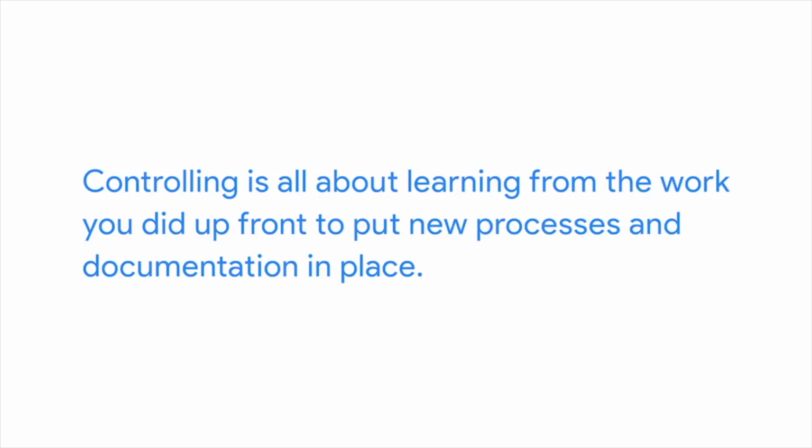In our example, this could be modifying staffing to address customer needs. The last step of this cycle is control. You've gotten the process and project to a good place, and now it's time to implement it and keep it there. Controlling is all about learning from the work you did up front to put new processes and documentation in place, and continue to monitor so the company doesn't revert back to the old, inefficient way of doing things.